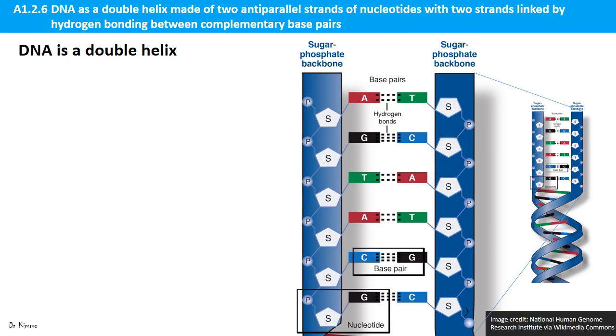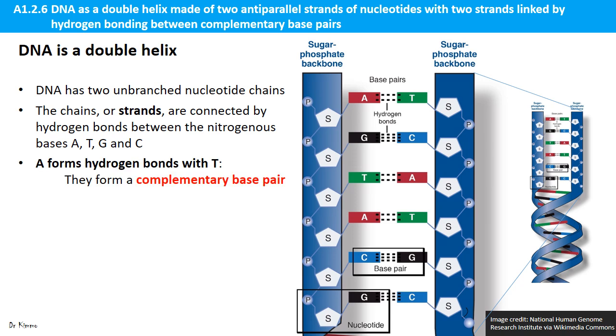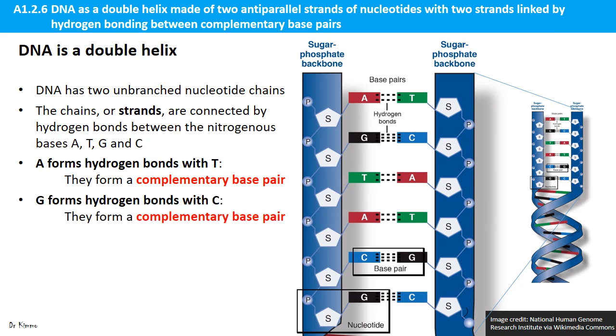DNA is a double helix. It has 2 unbranched nucleotide chains. These chains or strands are connected by hydrogen bonds between the nitrogenous bases A, T, G, and C. A forms hydrogen bonds with T. They form a complementary base pair. G forms hydrogen bonds with C. They form a complementary base pair.